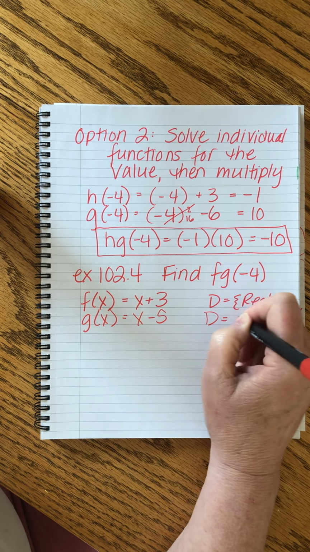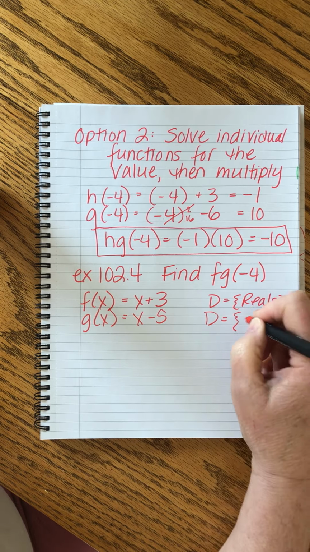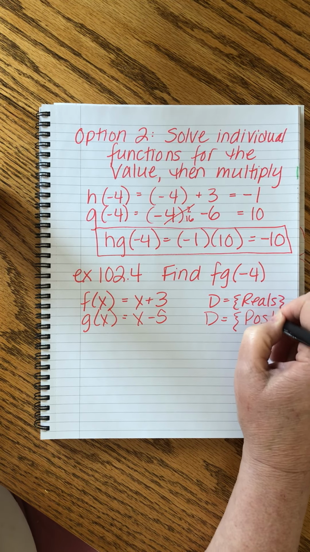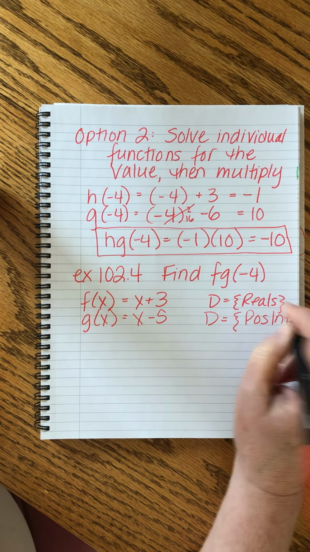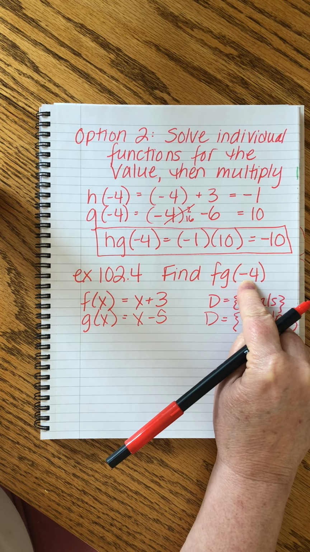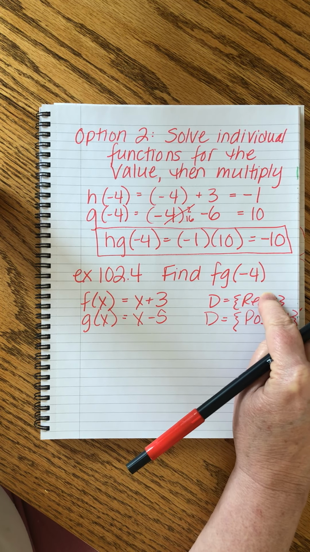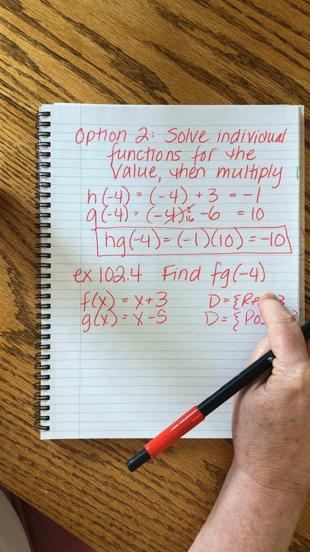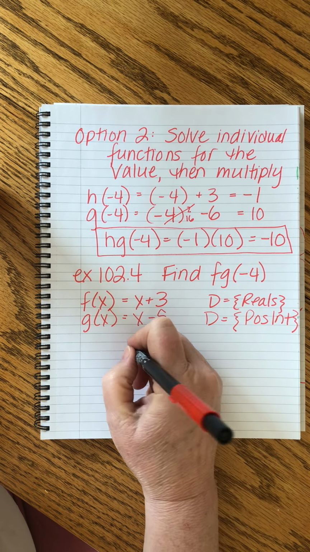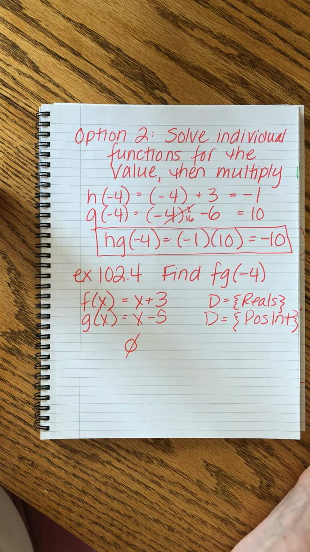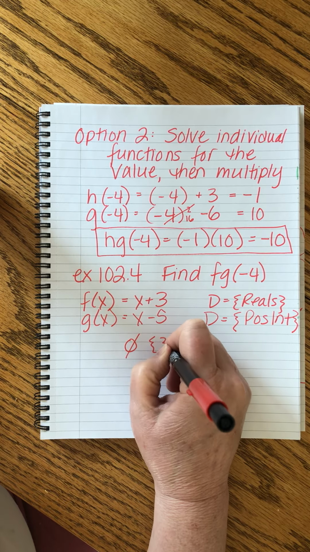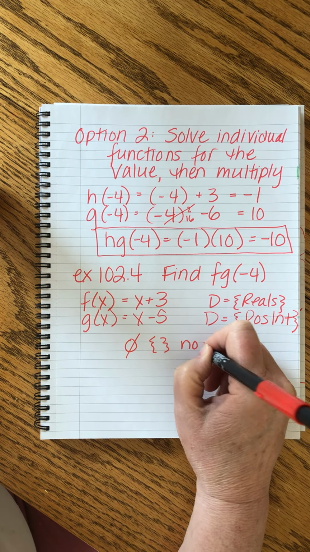The domain equals positive integers. 4 is not a positive integer. So it is not a member of the domain, and that means our answer is the null set, the empty set, or we can say no solution.